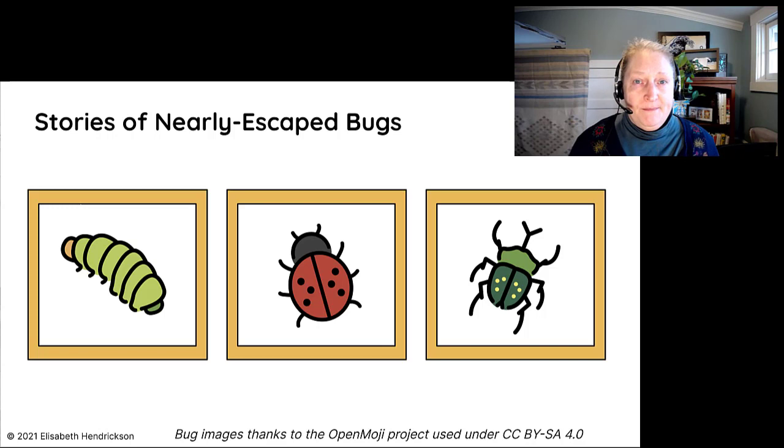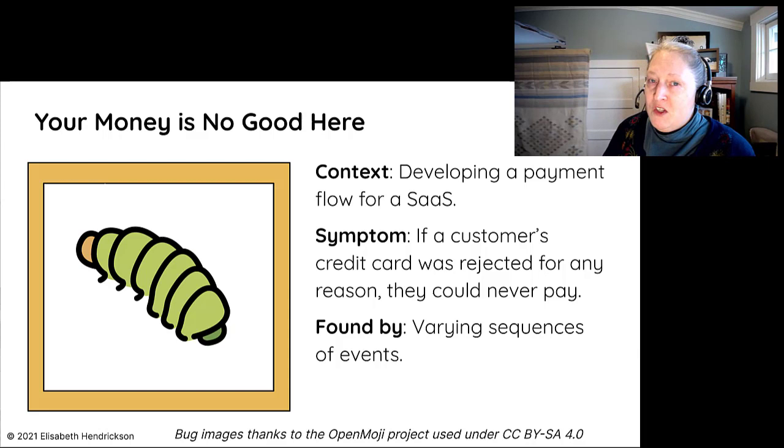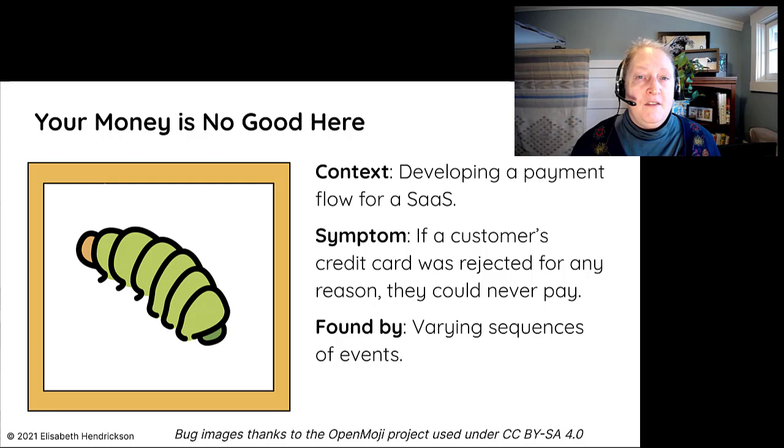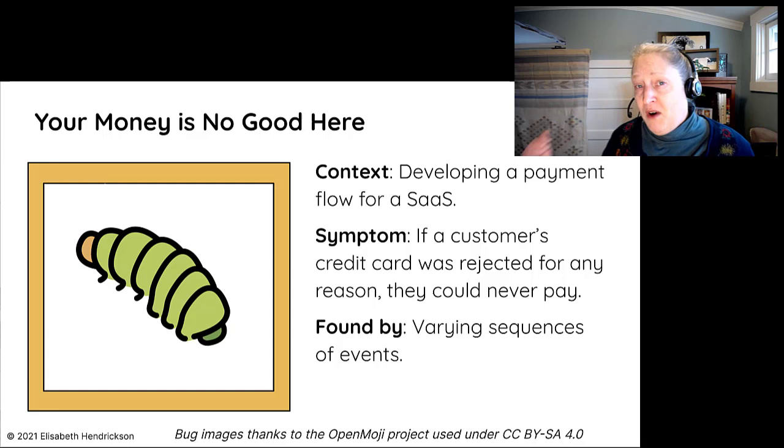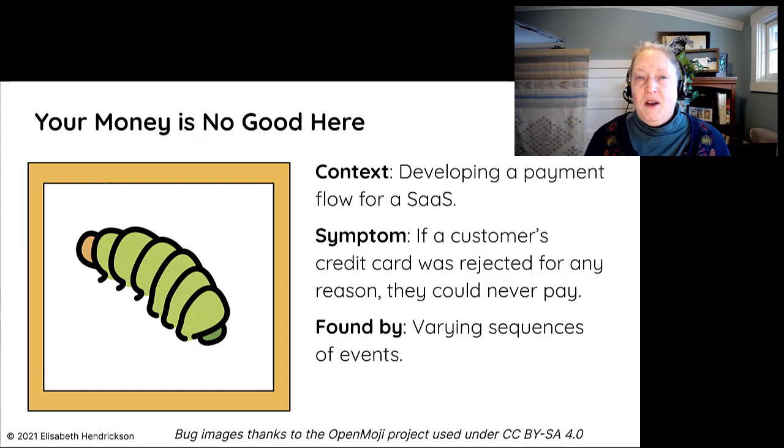I like to call this one, your money is no good here. Here's the situation. We were developing a payment flow for software as a service. This is the first time this company had introduced a payment flow for this because prior to that, the application had only been used internally. So they were very nervous about turning on payments, and they invited me to join the team to explore for risks related to taking payments.